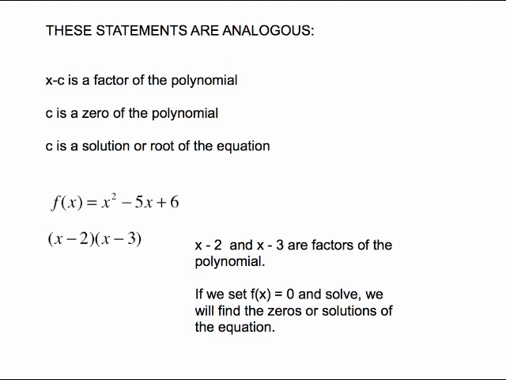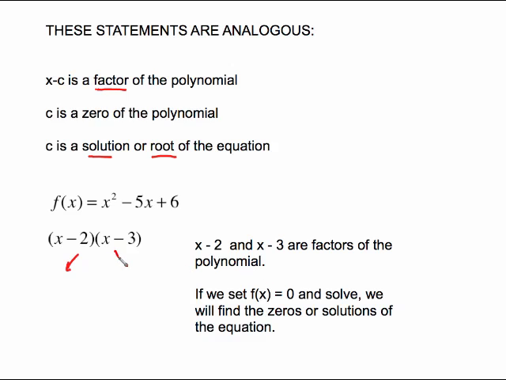So let's get a couple things straight. These statements are analogous. X minus c is a factor of the polynomial. Means that c is a 0 of the polynomial. It also means that c is a solution or root of the equation. So here's a function, x squared minus 5x plus 6. We know that factors is x minus 2 times x minus 3. So x minus 2 and x minus 3 are the factors of the polynomial.